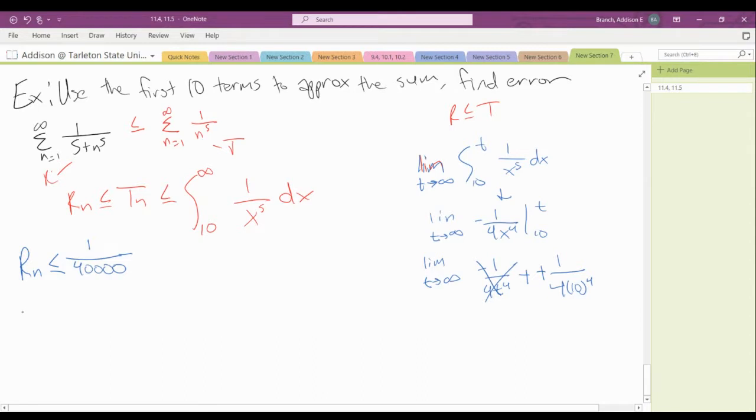So we found our error, and now for our sum, they just wanted us to do a partial sum for this. So what we're going to do is just plug in our first 10 terms. So 1 over 5 plus 1 to the 5th, plus 1 over 5 plus 2 to the 5th, 1 over 5 plus 3 to the 5th, and then you're just going to keep going until you get all the way to 1 over 5 plus 10 to the 5th. And that's going to be your final answer.